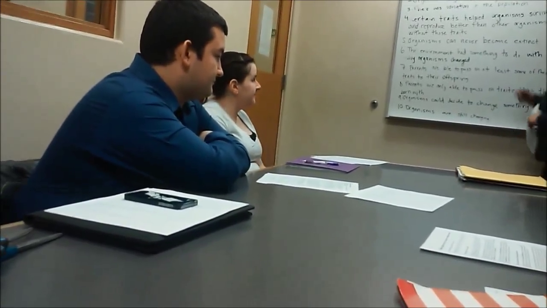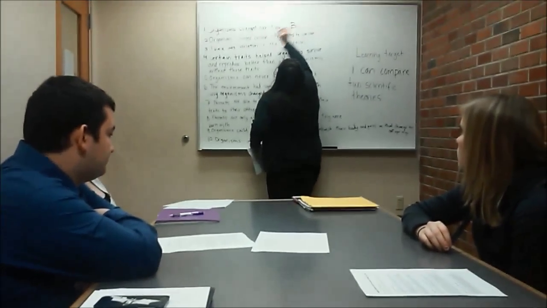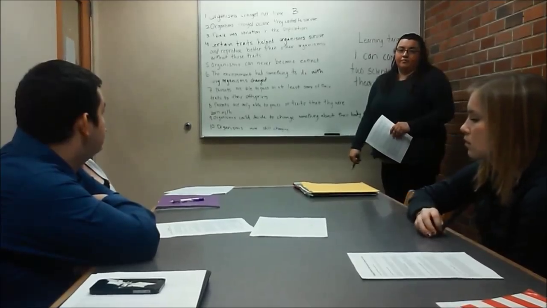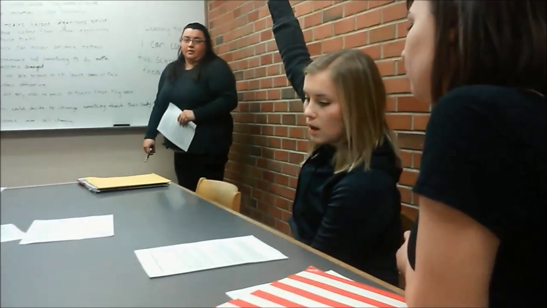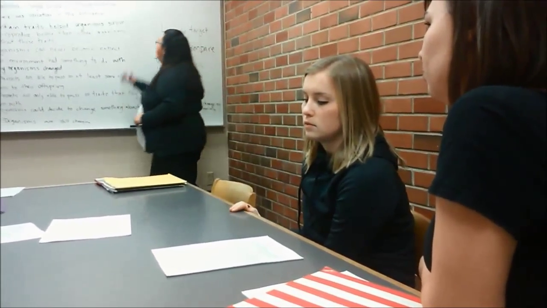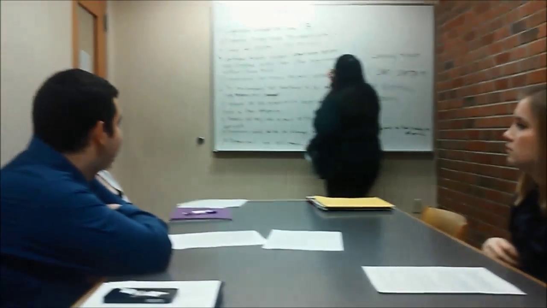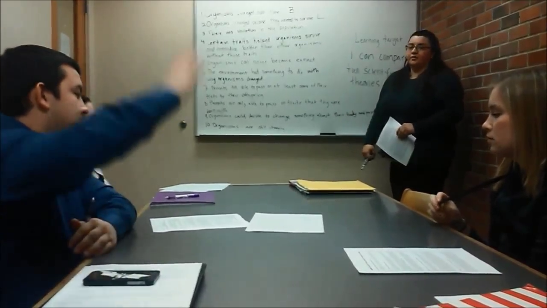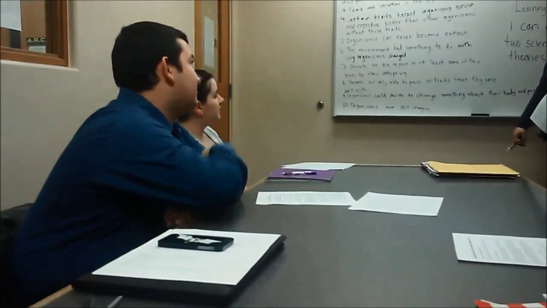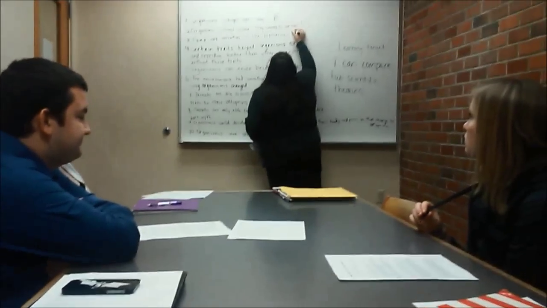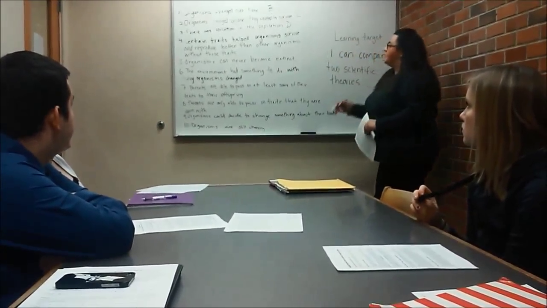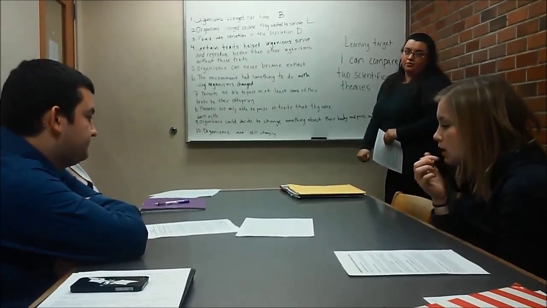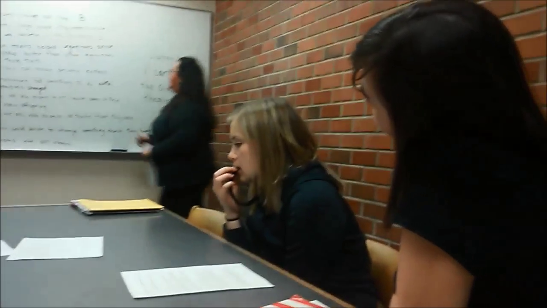Kimberly? Both of them. Both of them, correct. I'm going to give it a B. What about the next one? Organisms changed because they wanted to survive. Nicole? Lamarck. Yep, Lamarck. Good job. So, number 3, there was variation in the population. Boyd? Darwin. Darwin, correct. Okay, what about number 4? Certain traits helped organisms survive and reproduce better than other organisms without those traits. Who was that? Rachel? Darwin. Yeah.